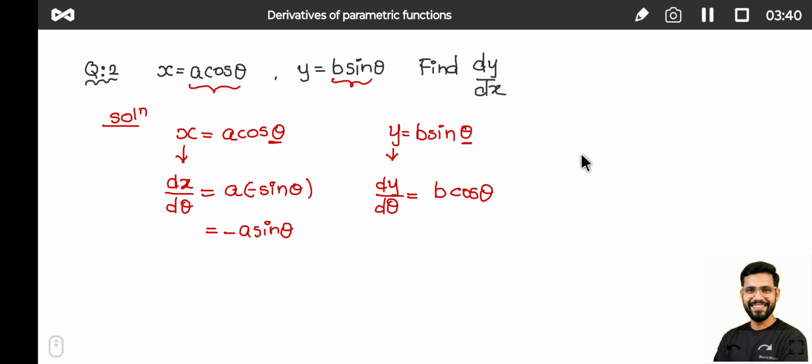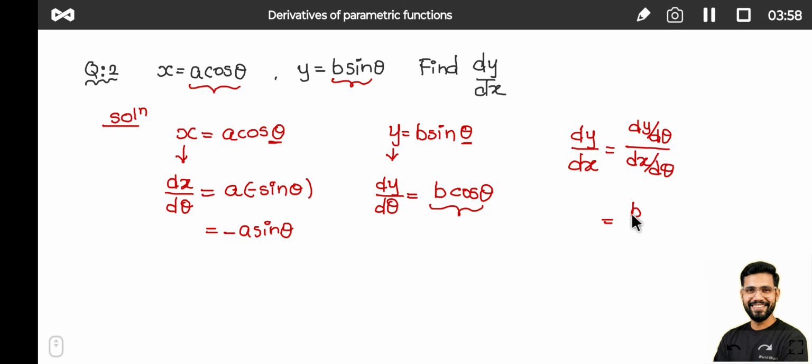Okay, so the last part, dy by dx. So dy by dx is nothing but the derivative of y with respect to theta divided by the derivative of x with respect to theta. So we have to divide both the derivatives. So what is the derivative of y with respect to theta? b cos theta. And in the denominator, the derivative of x with respect to theta, which is minus a sin theta.